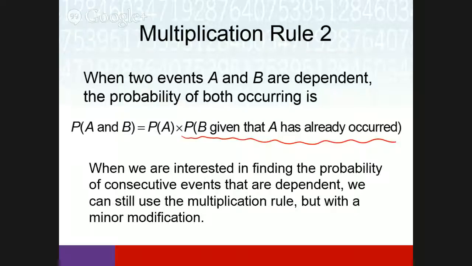So we still use the multiplication rule, but there's a little minor modification. Honestly, when you're doing these problems, you don't even think about the modification. You just think, okay, what's the probability of A? Now, what's the probability of B given A happened? In independent events, it's going to be the same as the probability of B. In dependent events, it's going to be different.